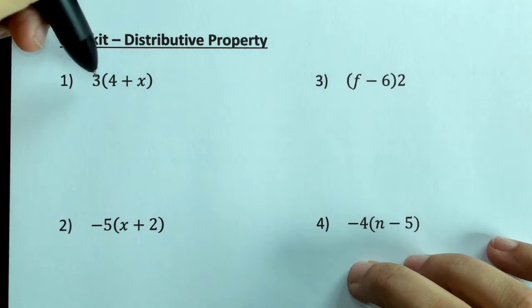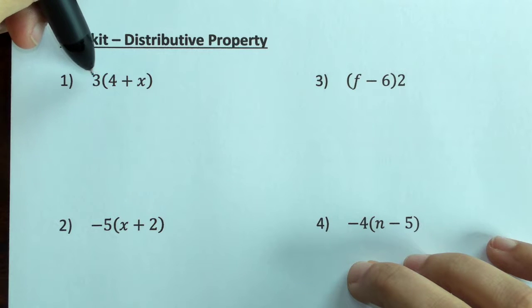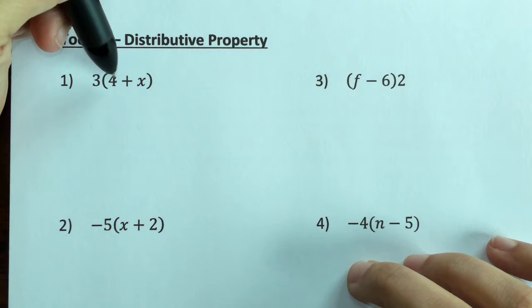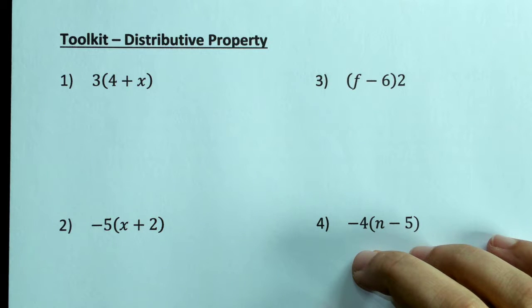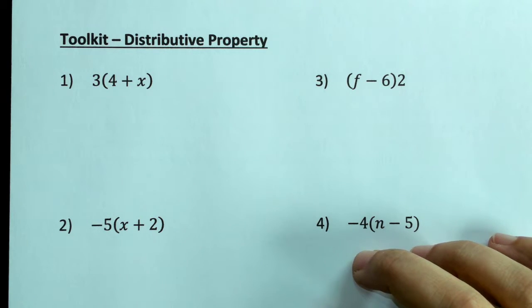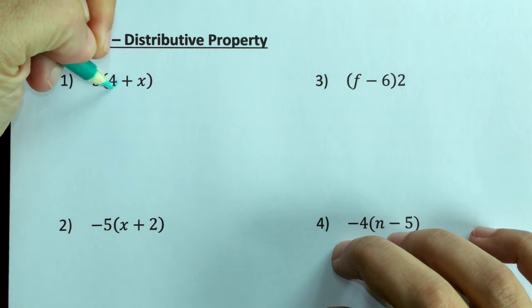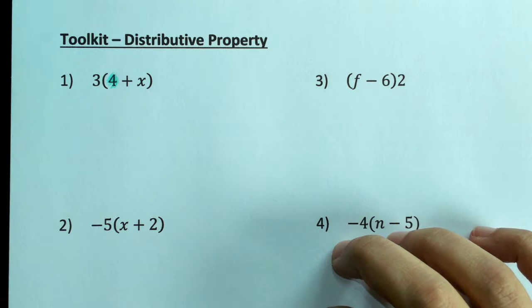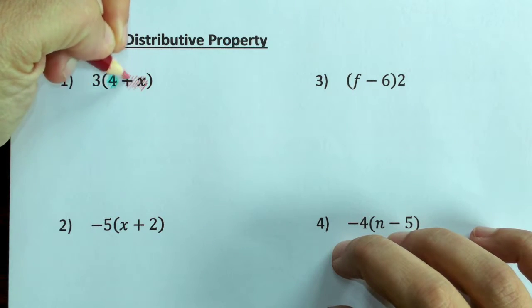And so we're thinking about if there's this 3 and there's no operation here, that's indicating that it's multiplication. So you can assume that anytime you see a number and then you see these parentheses, it's saying I've got 3 groups of 4 plus x. So I'm going to draw a picture of that. I'm going to represent this 4 in this little blue color, and then I've got my x that I'm going to represent in red here.